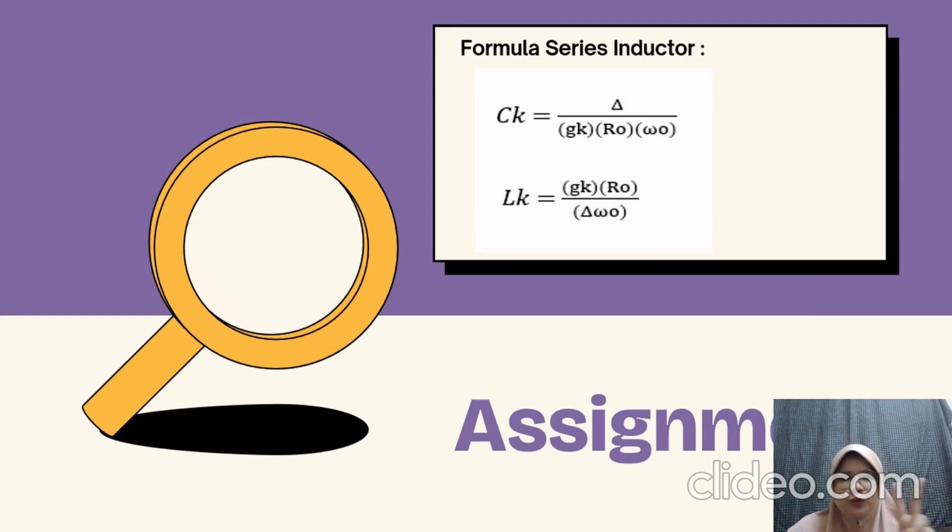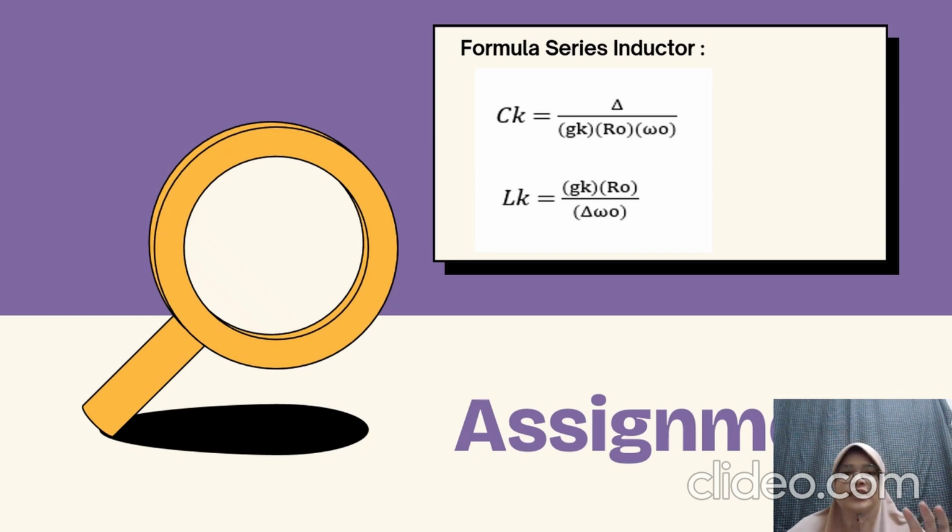As you can see, we have two important formulas here. The first formula shows CK equals theta divided by GK times R0 times omega 0. CK represents the capacitance, and the terms GK, R0, and omega 0 are crucial parameters derived from our filter specification, representing prototype value, characteristic impedance, and angular frequency respectively.